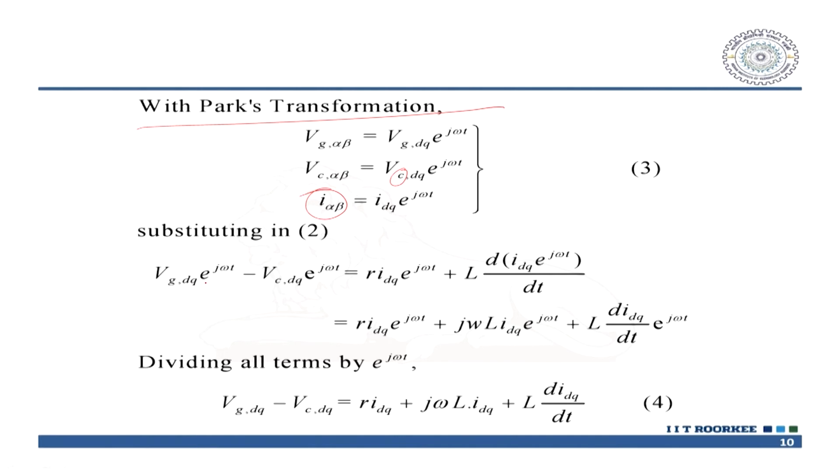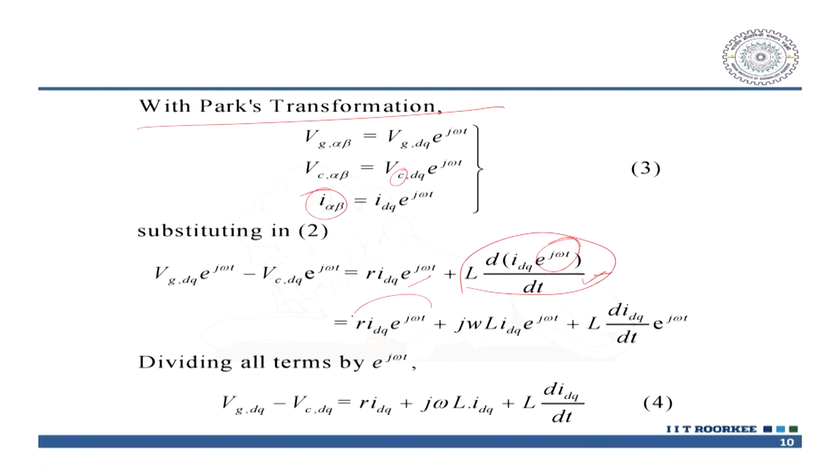So, it is Vg dq e to the power j omega t minus Vc dq e to the power j omega t equal to R I dq e to the power j omega t, and with L d/dt of I dq e to the power j omega t. Mind it, I told you that in the dq frame the AC quantity looks like a DC parameter, but it is a transformation. So, these quantities are time varying, please note that, and for this reason its differentiation exists.